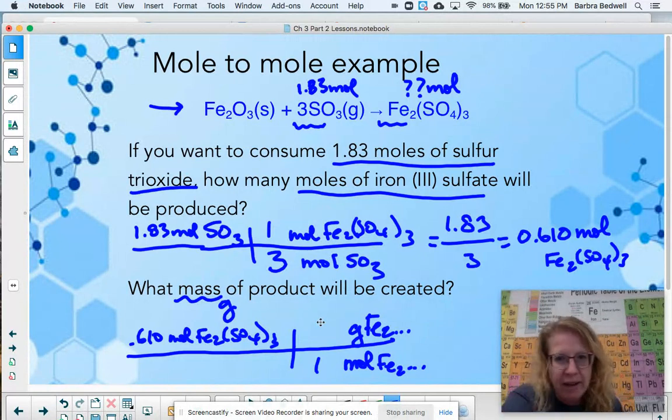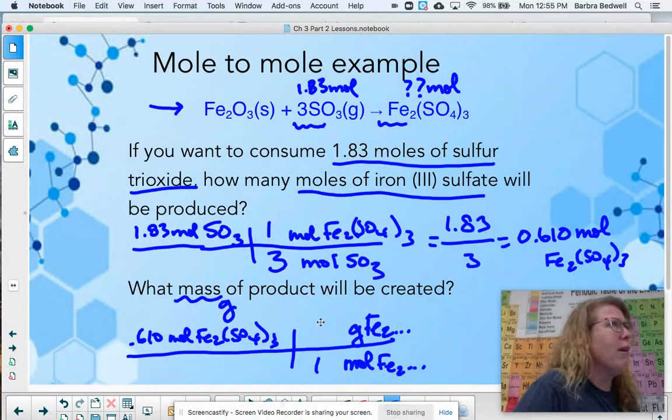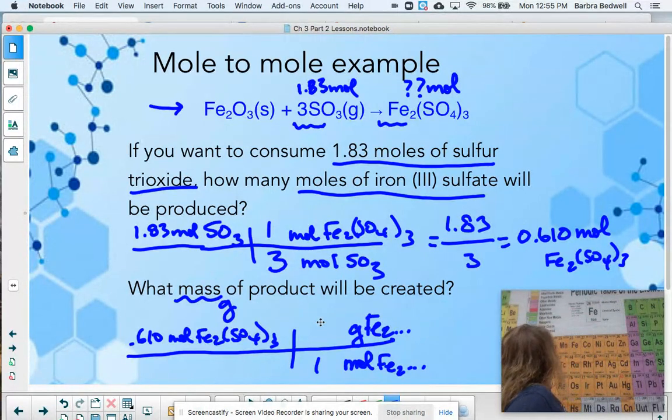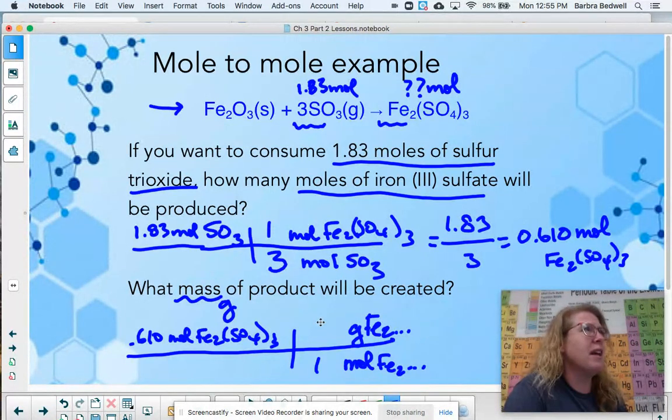Man, that's a lot. So Fe2, I have to find iron. Iron is, I believe it's 54. No, it's not. It's 55 point. Epic fail on my little thing there. I'm going to have to fix that. 55.84.